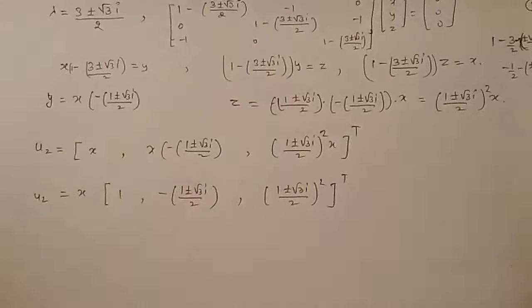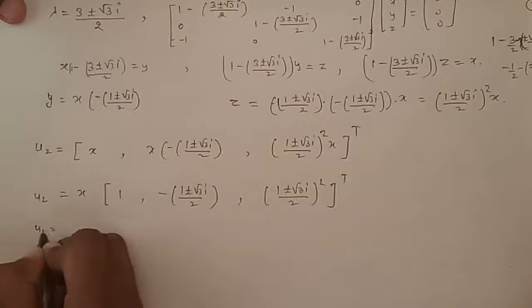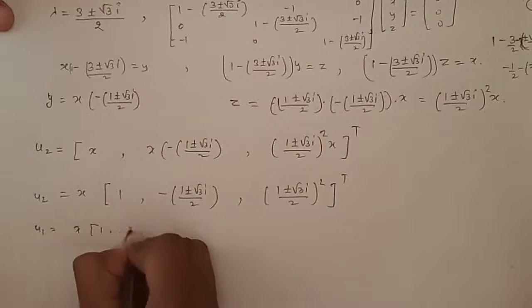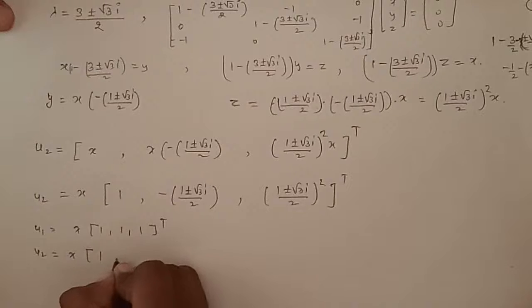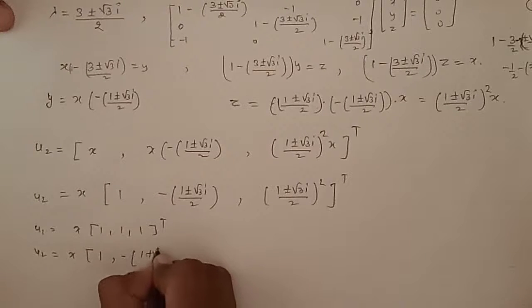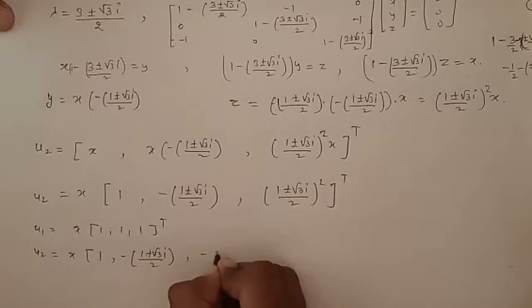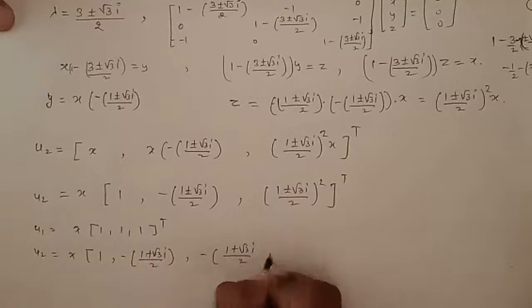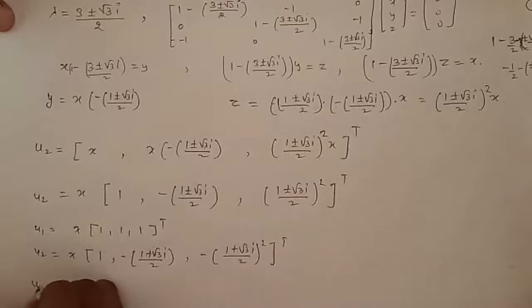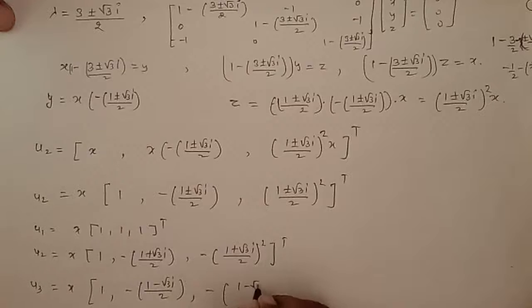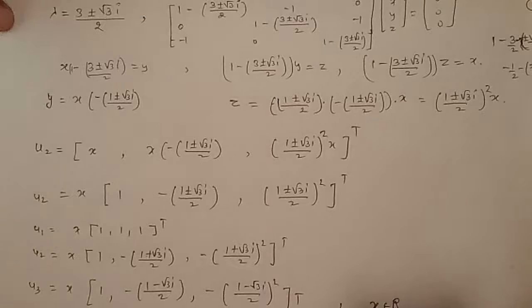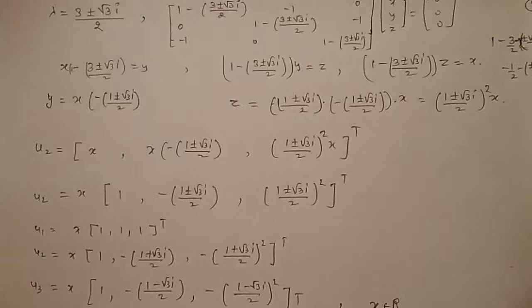So here I can write these separately. First of all we have u1 as x1 1 1 transpose, u2 as x1 minus 1 plus root 3i by 2, minus 1 plus root 3i divided by 2 square transpose, and u3 as x1 minus 1 minus root 3i divided by 2, minus 1 minus root 3i divided by 2's whole square transpose, for all x belongs to R. So this is the solution for the given question.